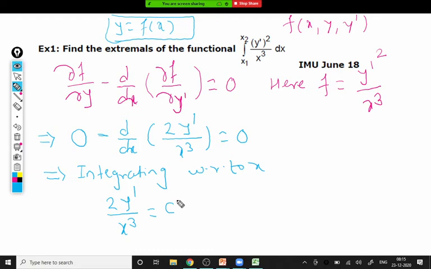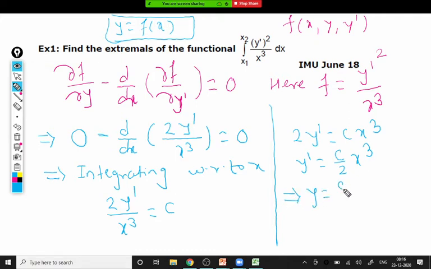Okay, so I will write this side now. So 2y dash becomes c x cube. So y dash will become c by 2 x cube. What should be the next step to get y now? Again integrate both sides, integrating with respect to x only, because y dash is dy by dx. So integrating with respect to x, y is equal to, what is the integration of x cube?